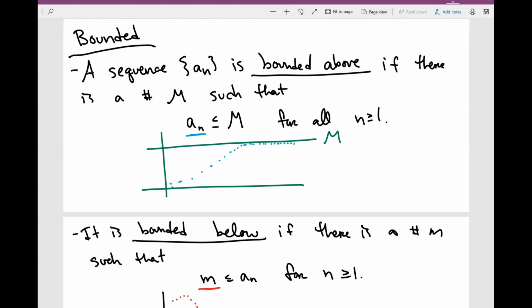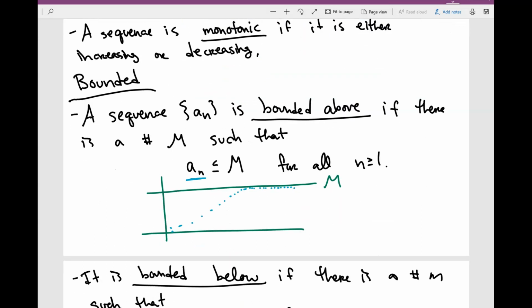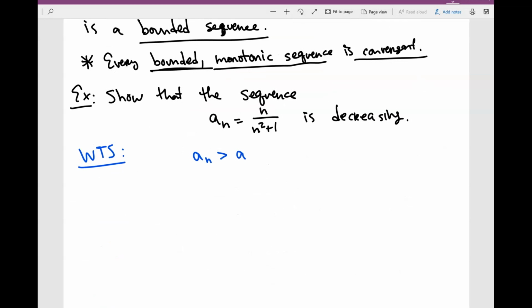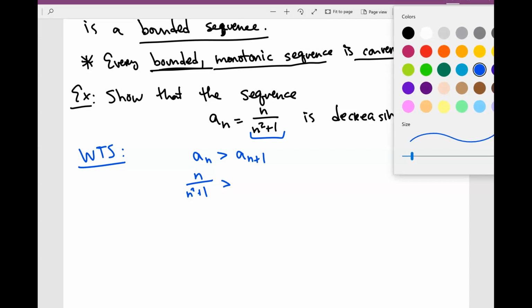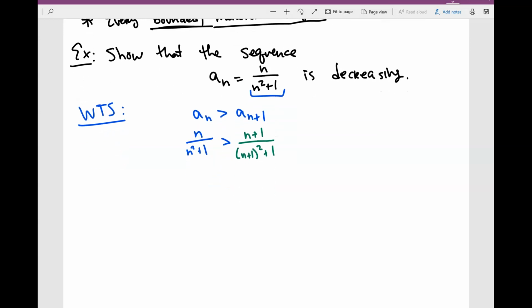If we go back above, we know that something is decreasing if a sub n is greater than a sub n plus 1. That's what we want to show. Now we know what a sub n is: it's just n over n squared plus 1. Greater than a sub n plus 1, which is plugging in n plus 1 wherever I see an n. So I plug in n plus 1 on top, n plus 1 squared on the bottom, and then plus 1 there. What I'm going to do is show that this inequality is true.